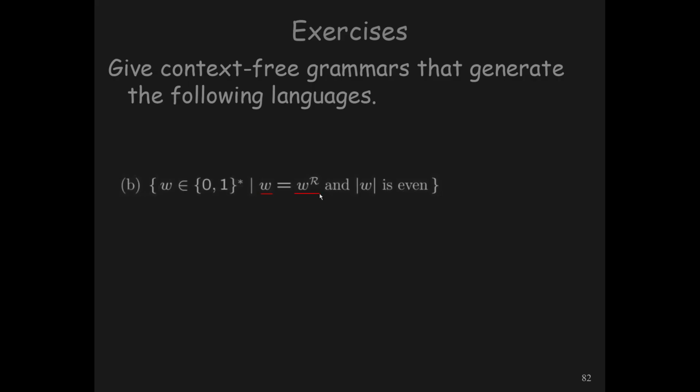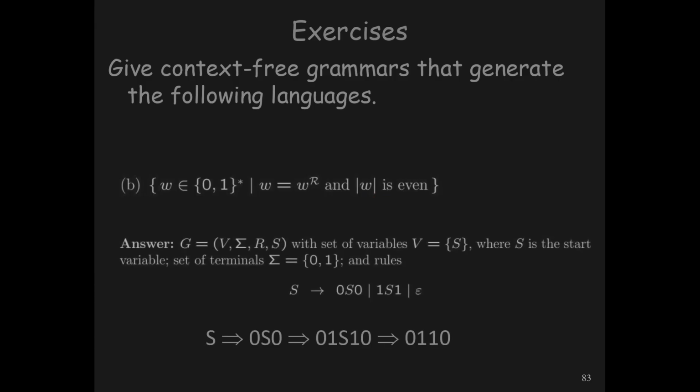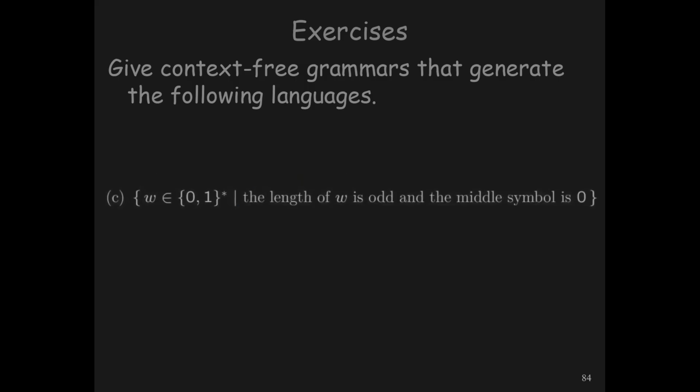Next, W equals the reverse of W, and the length of W is even. So this is palindromes that are of even length. And we went over this example already. aSa or bSb or empty, right? Same idea.